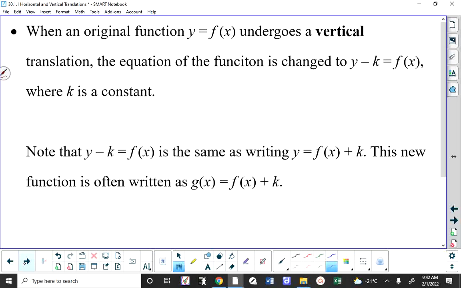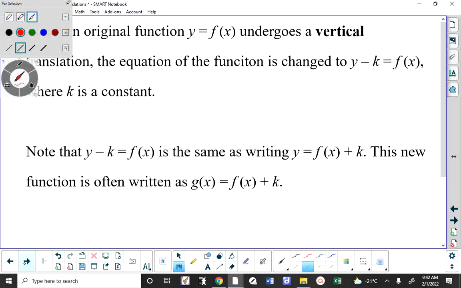And instead of writing y equals f of x plus k, we very often write g of x equals f of x plus k. So this is starting to get confusing here, and it doesn't need to be. All I am saying, everybody, is that this is the original function, and that this is the transformed function.